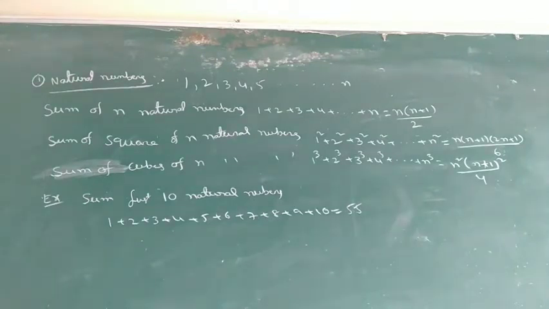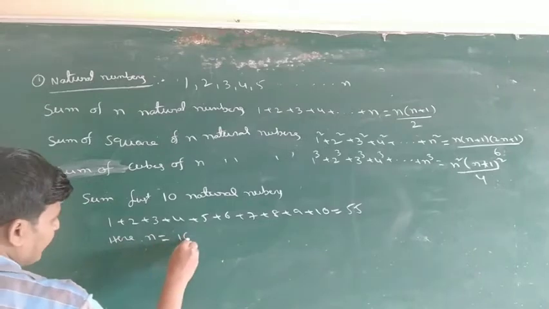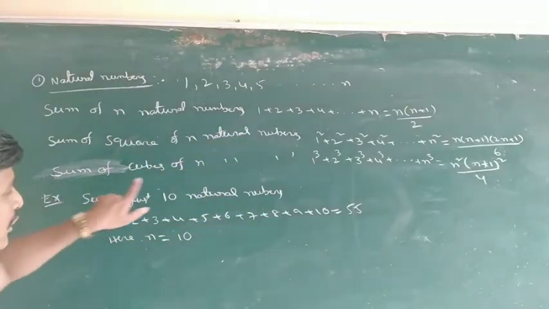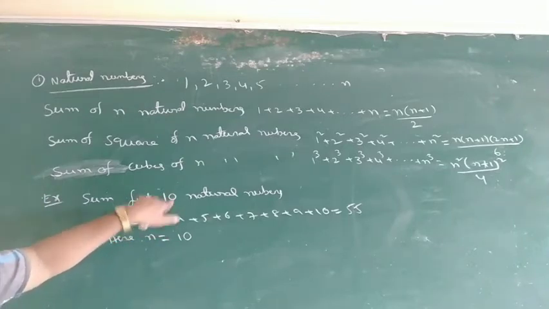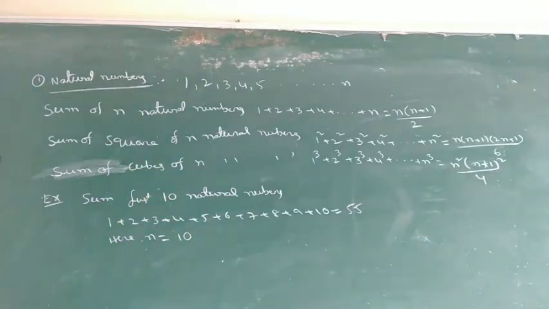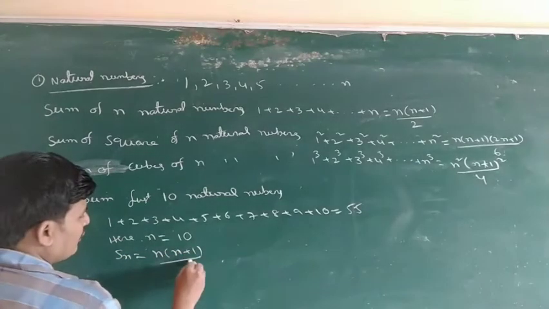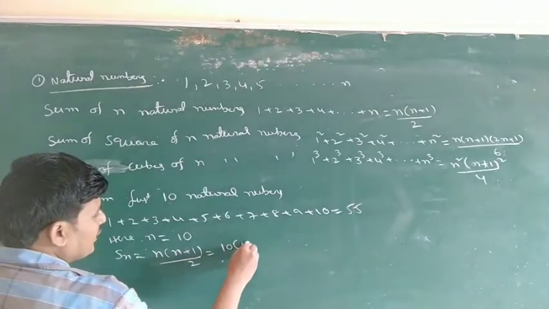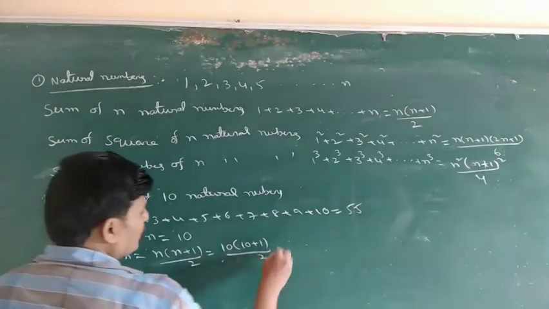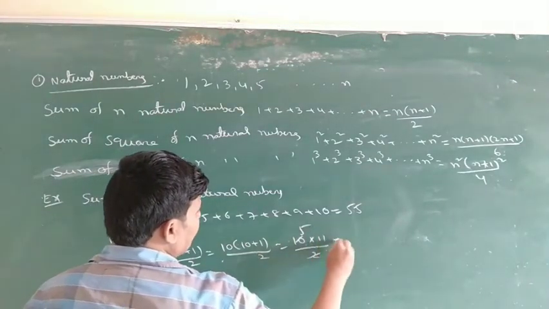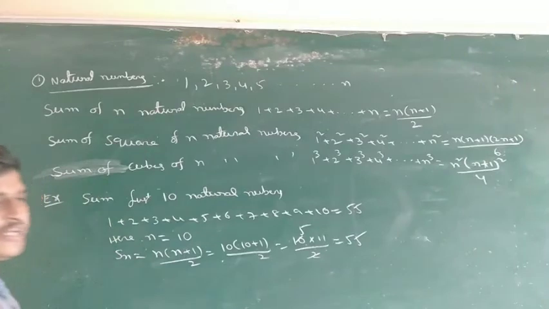Formula. What is n? Here n is equal to 10 because 1 to n. How many numbers? 1 to 10 means n is equal to 10. So what is the formula? Sn equals n into n plus 1 by 2. 10 into 10 plus 1 by 2, so 10 into 11 by 2. 2 ones, 2 fives, that is equal to 55.